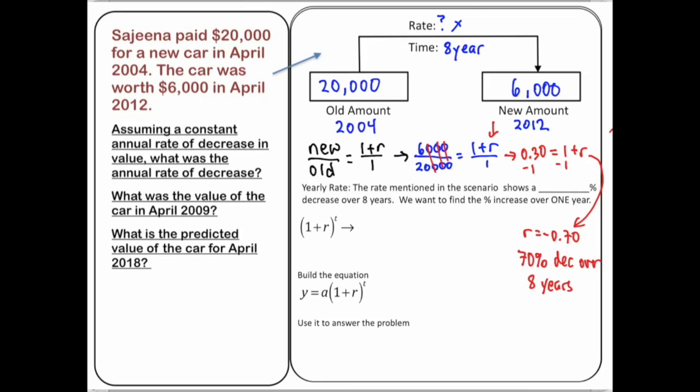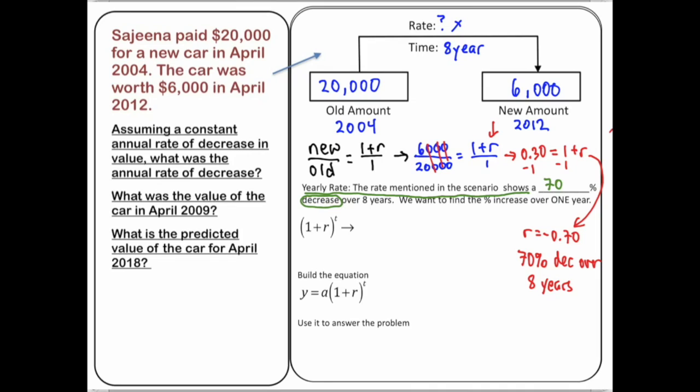And let's start to put all of this together so we can evaluate the next part. Okay, so let's read this. It says the yearly rate says the rate mentioned in the scenario shows a 70% decrease. Okay, that's important because we have to definitely take that into consideration when we're plugging into the next part, that it's a decrease.